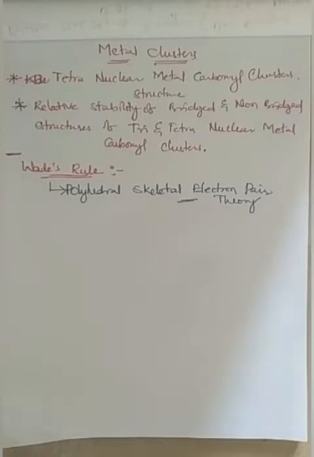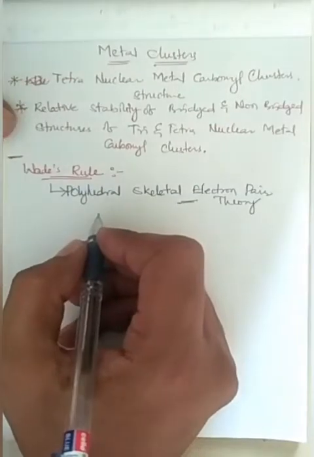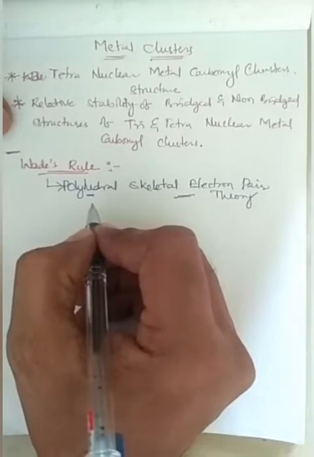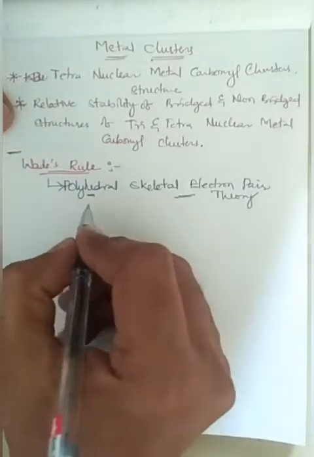clusters. Before Wade's rule, till the last class, we have discussed the structural aspects of trinuclear metal carbonyl cluster and tetranuclear metal carbonyl cluster, which come under low nuclear metal carbonyl clusters. So now we have to move on to high nuclear metal carbonyl cluster structures. To explain the structural aspects of high nuclear metal carbonyl clusters, we are going to have Wade's rule, which is also called polyhedral skeletal electron pair theory.